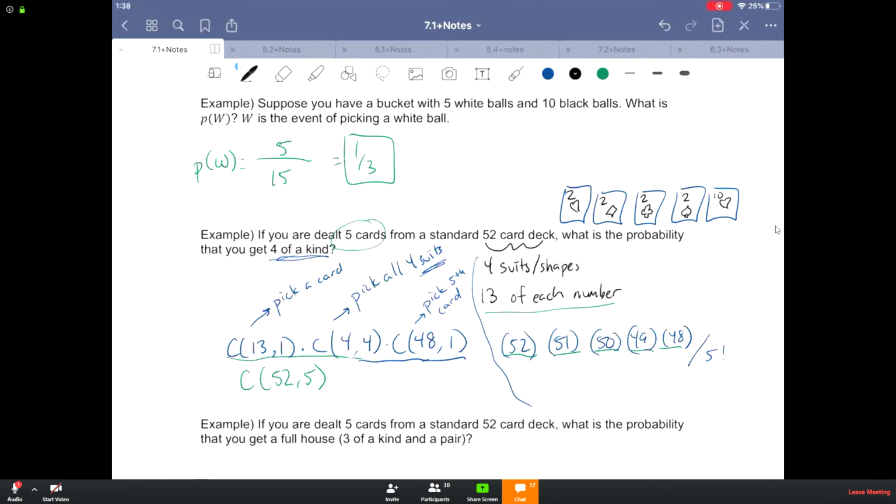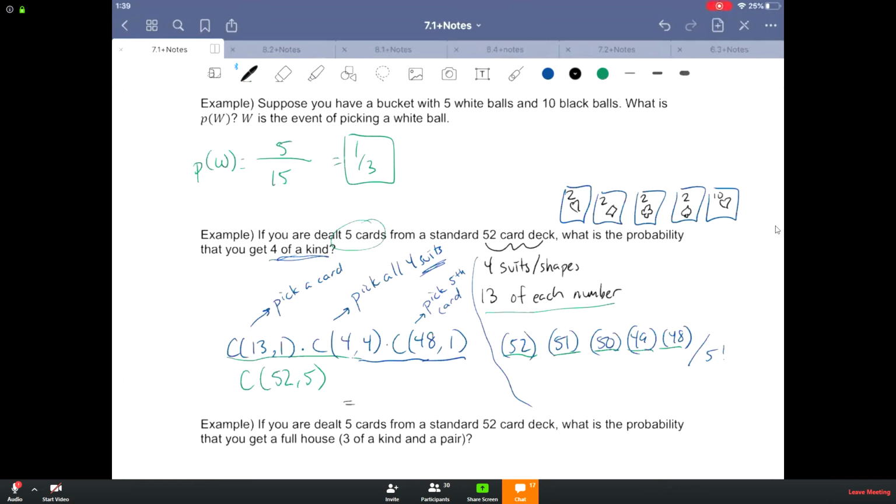Looking at this example, we picked the value. In this case, I chose 2, but I had 13 different options. We had to pick all 4 suits. That's the 4 choose 4. And that 5th card, I had those 4 cards, so what's that 5th card going to be? Well, I have 48 options from there. This was just an example, but then you have 48.